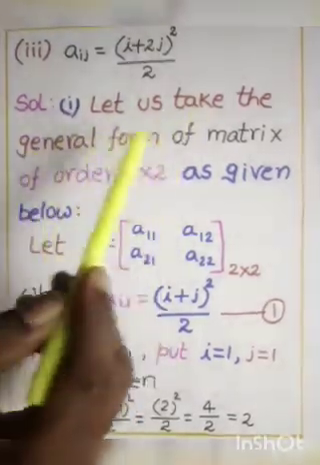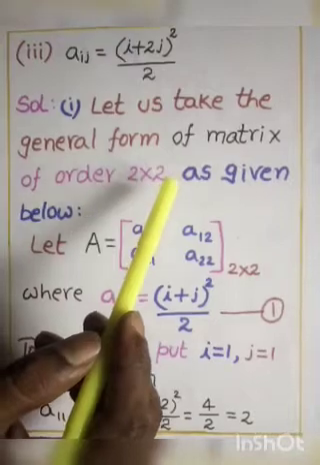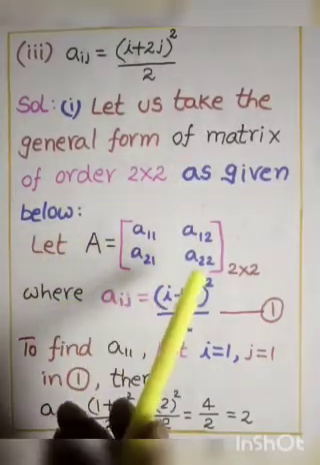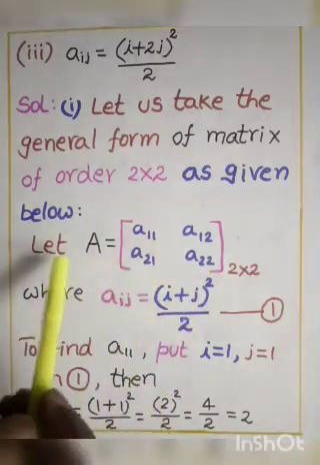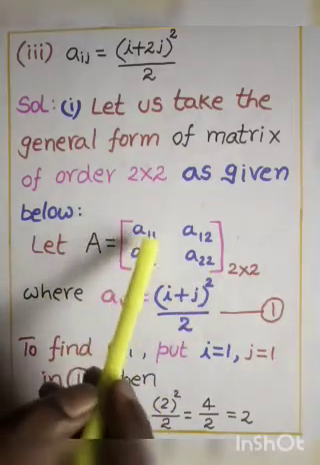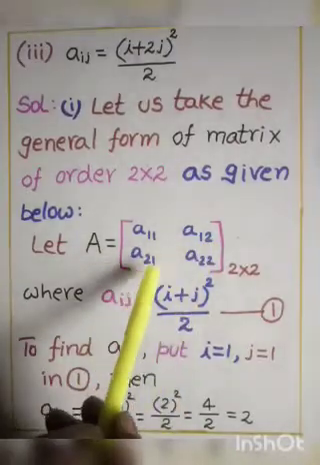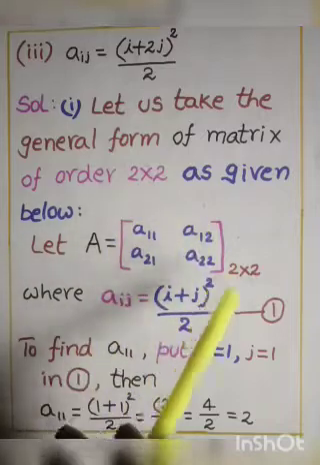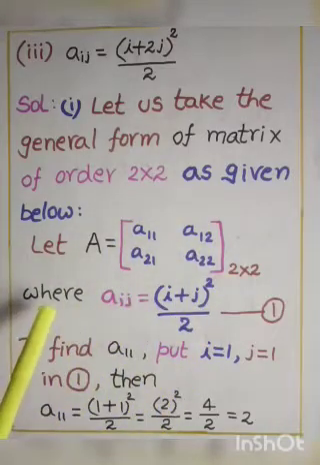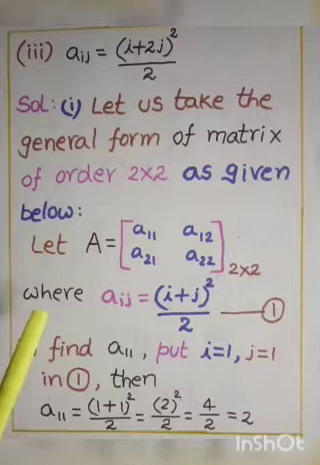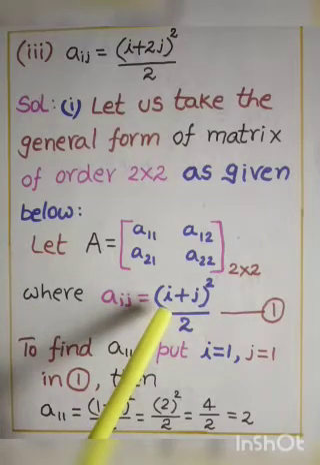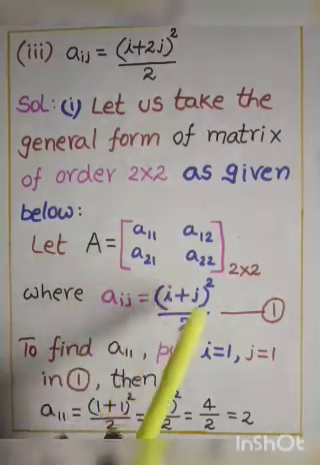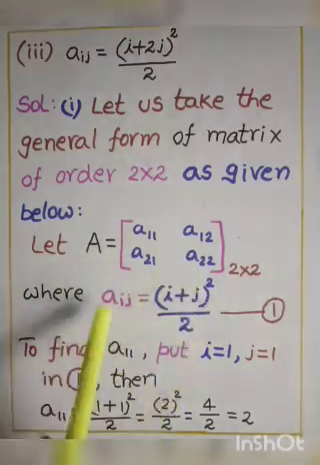Now let us take the general form of a 2 by 2 matrix as given below. Let A = [a11, a12; a21, a22]. This is the general form of a 2 by 2 matrix. Now the first part, how the elements are defined: aij = (i + j)² / 2. In this matrix, the elements are defined by this rule.